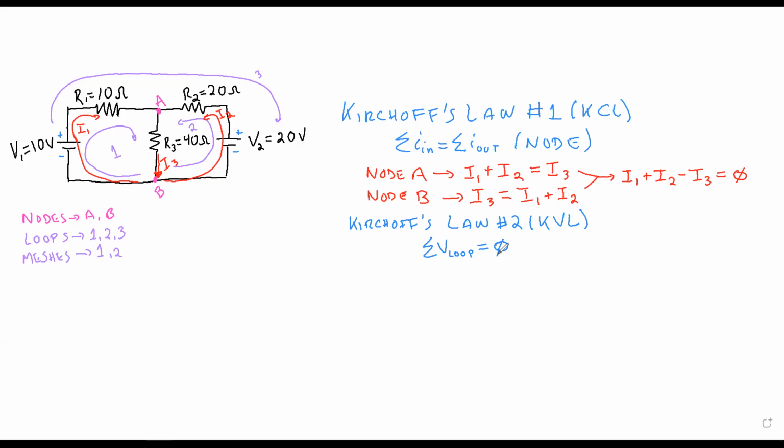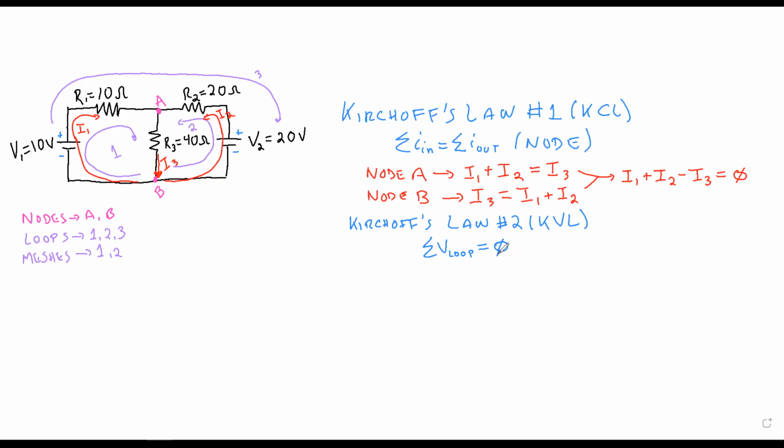So Kirchhoff's second law says that the sum of the voltages along a loop is going to be 0. By the way, that implies that some things need to be negative and some things need to be positive, or else that mathematically isn't going to work.